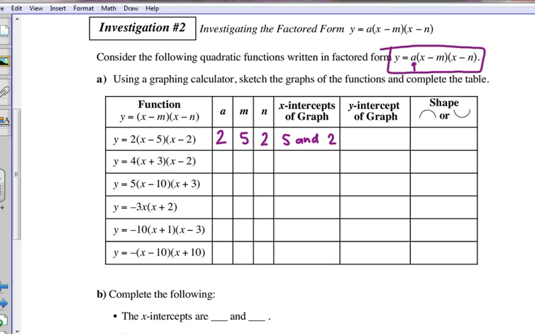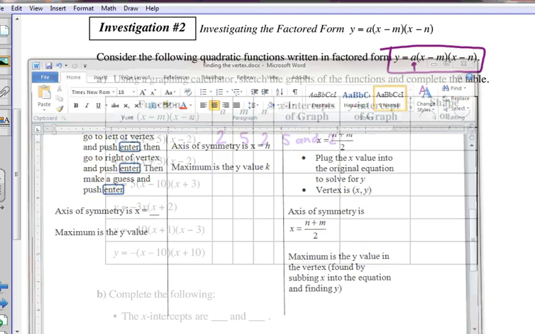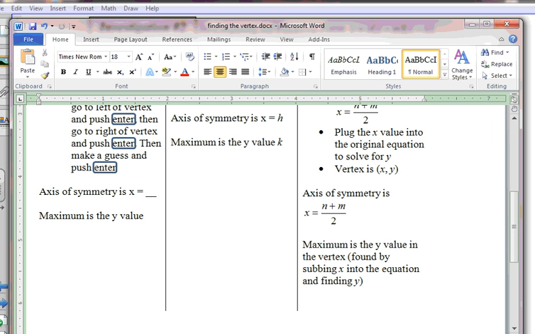The y-intercept would be, is it the same this time? But there's an a in front. So we should go back to that yellow sheet. So when you wrote in your y-intercept is m times n, remember this? We should add in one other thing: times a. It's going to be 20.